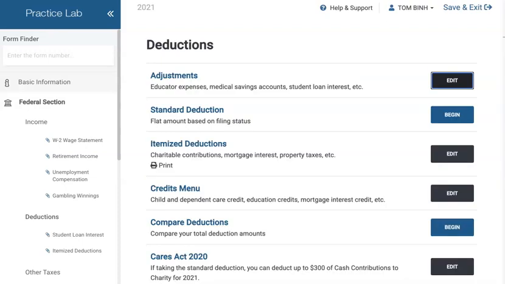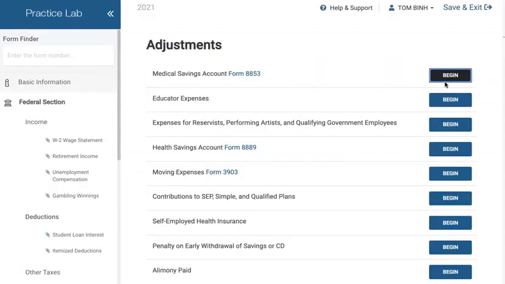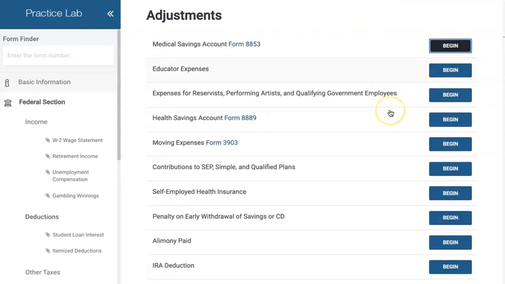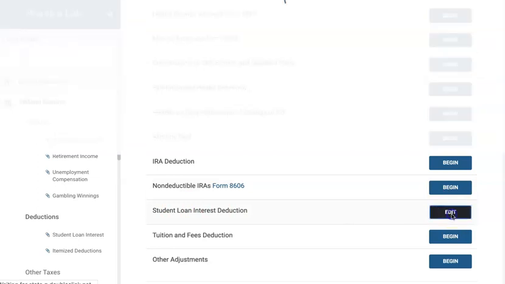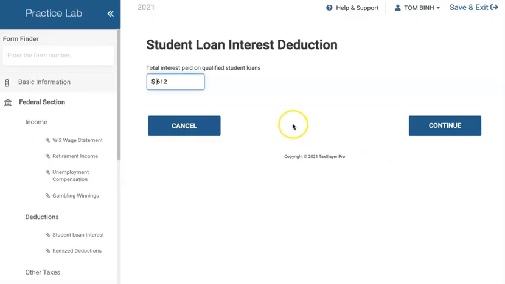For the student loan interest form, it may have taken you a little bit of time to figure out that hiding under the deductions menu is the adjustments menu. When you click on that, you can see that if you scroll down here, there's one entry that involves an edit. You've been there. That's your student loan interest. And you click on Edit. And this obviously is a very simple form. I should say a simple entry.